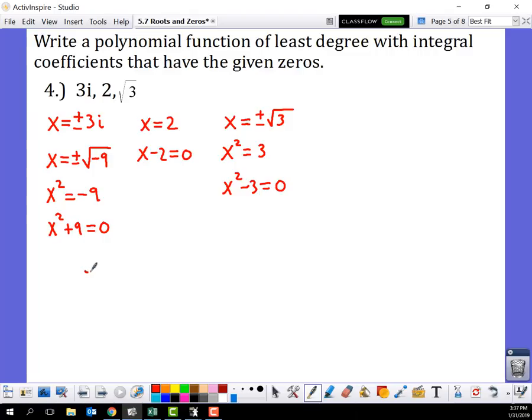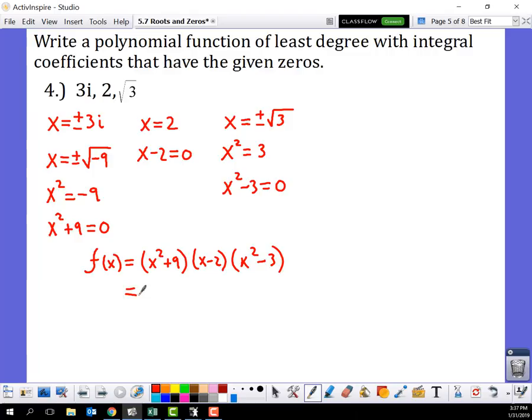So now what I'm going to do is rewrite this function in factored form with my 3 factors: x squared plus 9, times x minus 2, times x squared minus 3. Now this multiplication is significantly more spicy. Okay, so we have 3 parts that are being multiplied by each other.